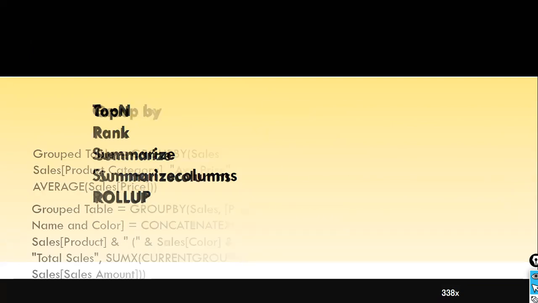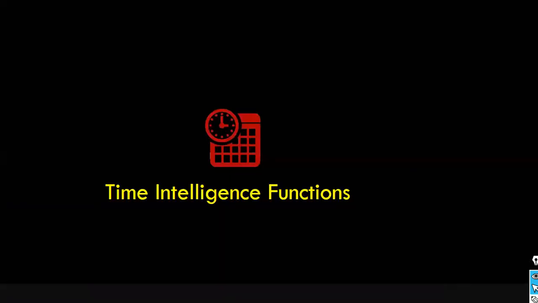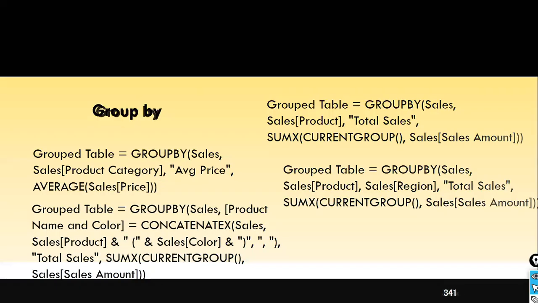Next one is the most popular and frequently used function in any analytical project: the top n and the rank x function. The top n function also returns a table.